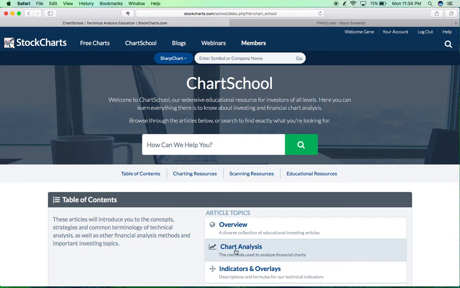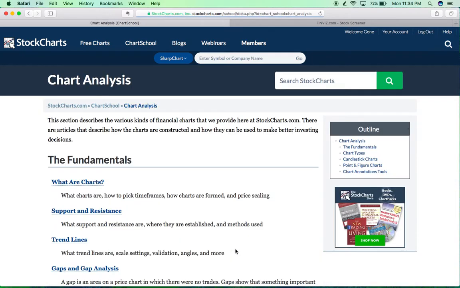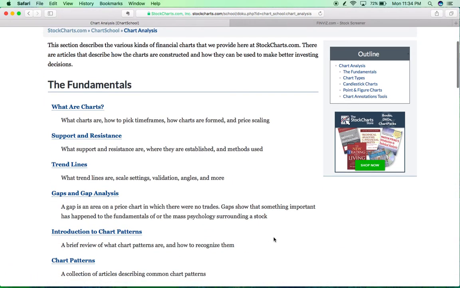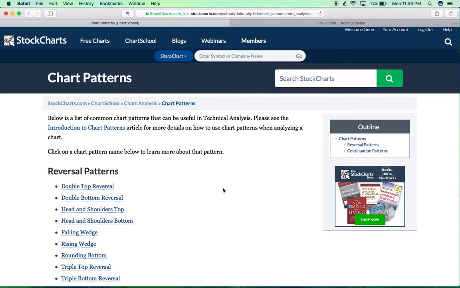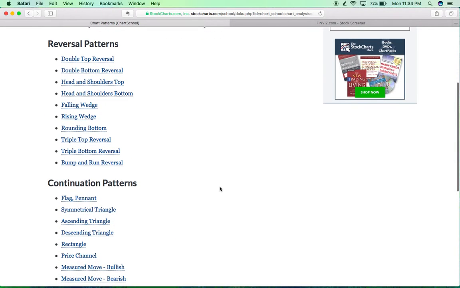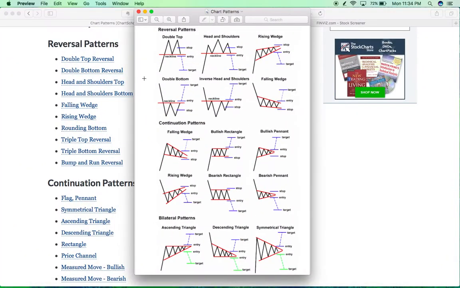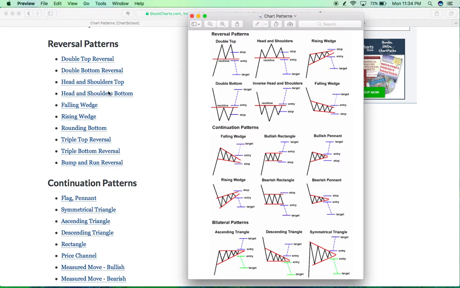and if you hit chart analysis, then it talks about trend, support and resistance, trend lines that we talked about already, and then it talks about chart patterns, introduction to chart patterns, and then here's all of them right here. The flag, pennant, symmetrical triangle, ascending triangle, descending triangle, falling wedge, right? All those that I showed you in the diagram here, they're right here on stockcharts.com.